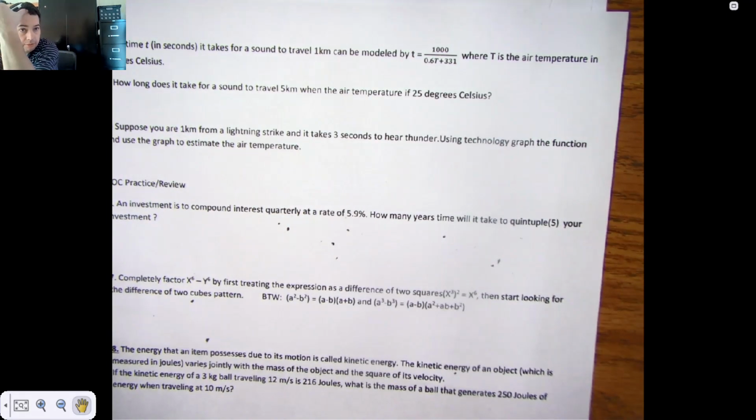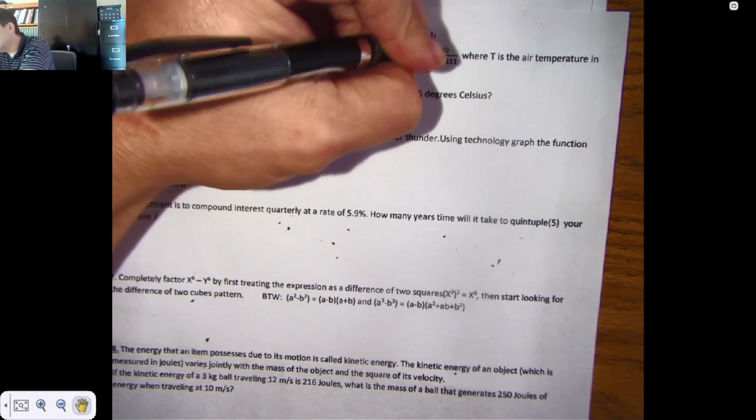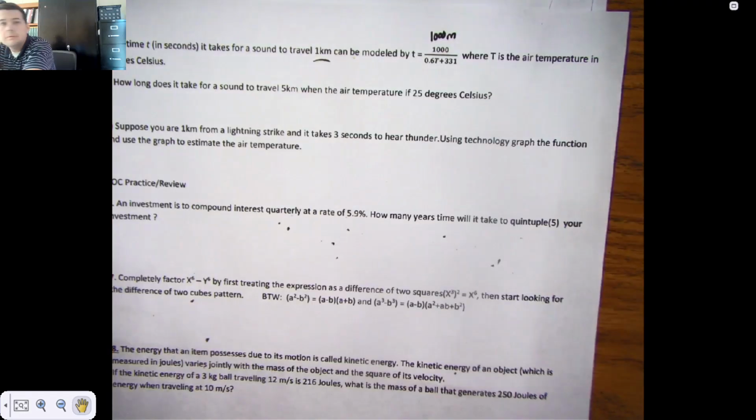What do we got here? Homework 8-2 backside. The time it takes in seconds for a sound to travel 1 kilometer is modeled by t equals 1,000 over 0.6T plus 331, where T is the air temperature. Now, up here, this is 1,000 meters. All right. How long does it take for the sound to travel 5 kilometers?